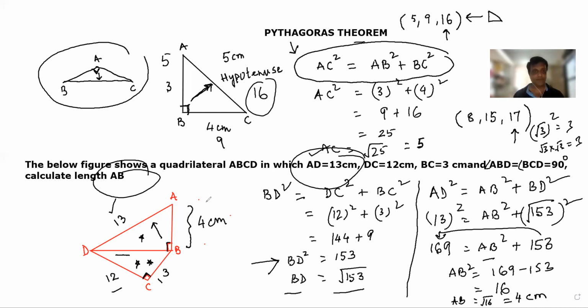Just to repeat, Pythagoras theorem is the simplest equation of all. The hypotenuse square, which is the slanting side, which is the largest side, the square is equal to the sum of the square of the other two sides. But very important, if it is not a right angle triangle, you cannot use a Pythagoras theorem.